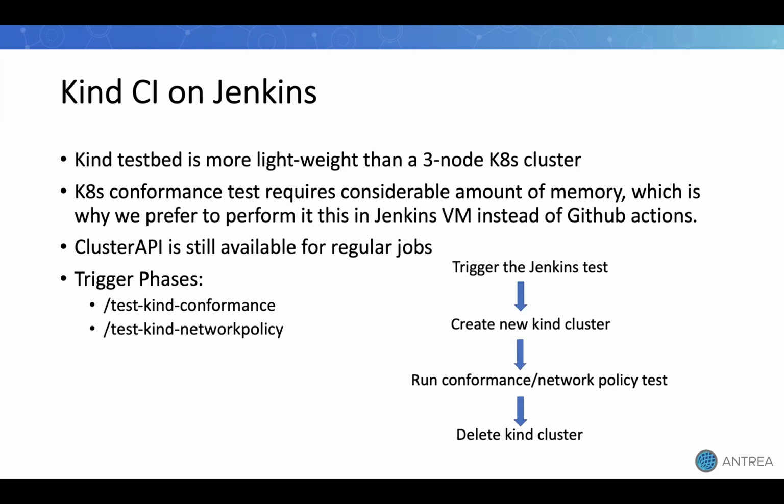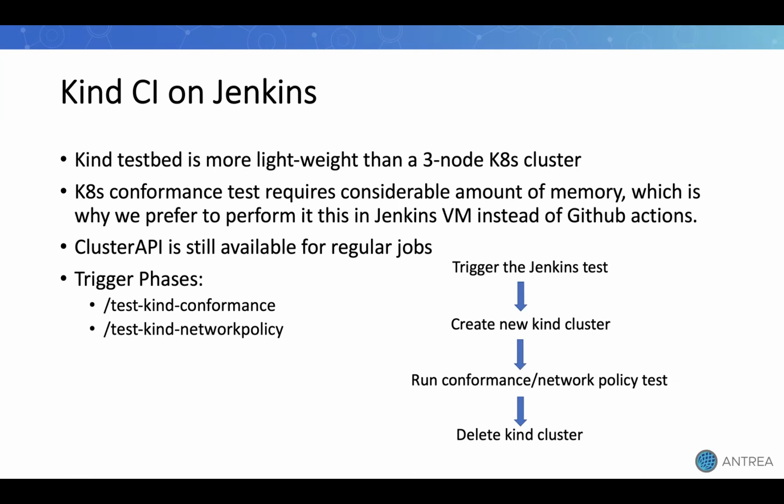Although kind test can save lots of resources for us, and it simulates multiple nodes on one real host, we can say that the cluster created by the cluster API is still closer to the real scenario, and we will keep using it for our other regular Jenkins jobs. And for kind, currently we have two trigger phases, one for the conformance test and the other for the network policy test. So when we trigger these phases on a GitHub PR, it will start running the test in Jenkins.